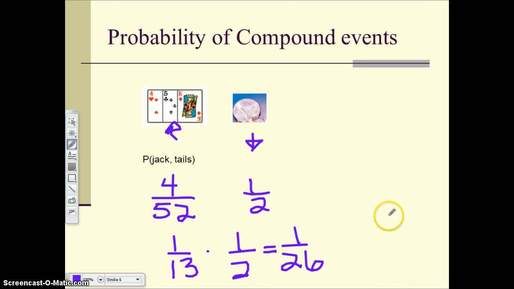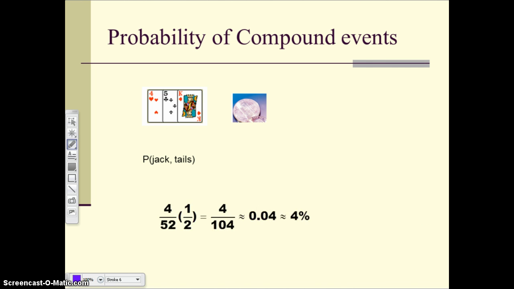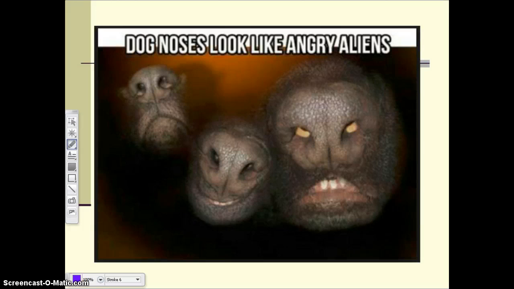We want that as a percentage. It comes out to 0.038, or a 3.8% chance, which rounds to 4%. All right, I'm going to stop it here and I will continue with dependent events in the next video.